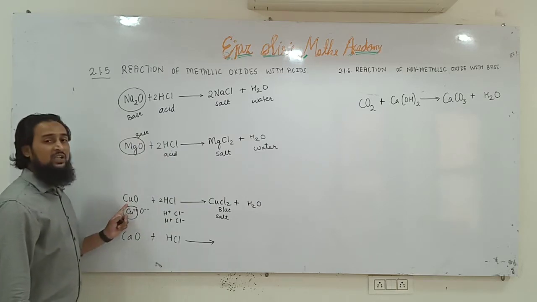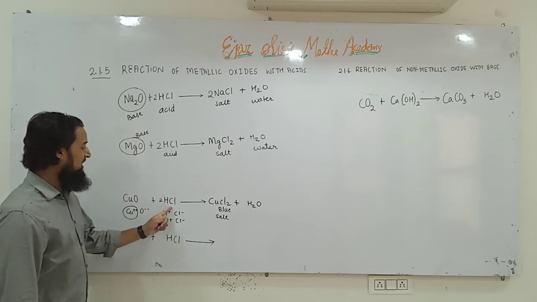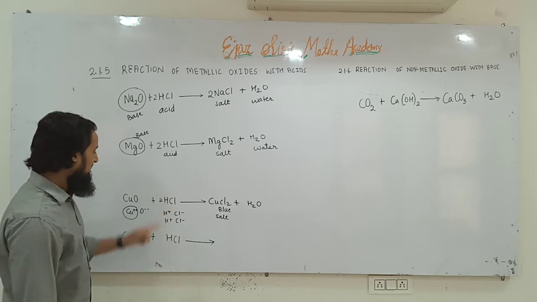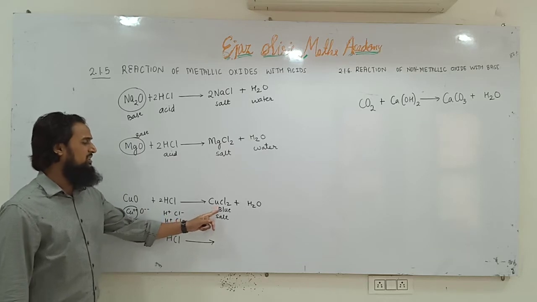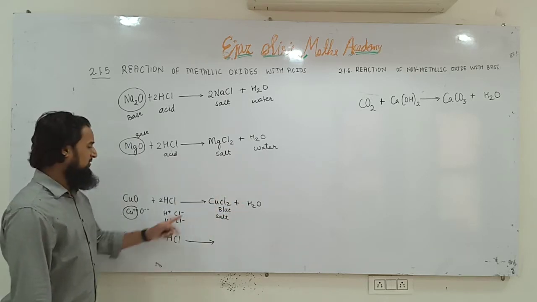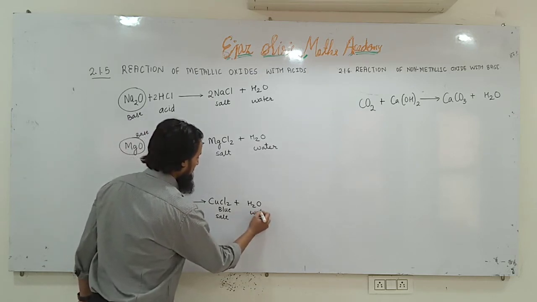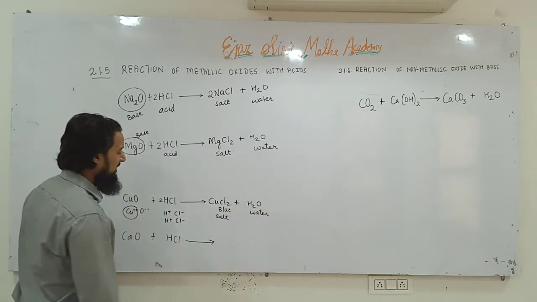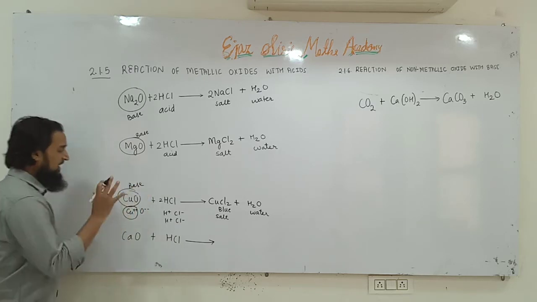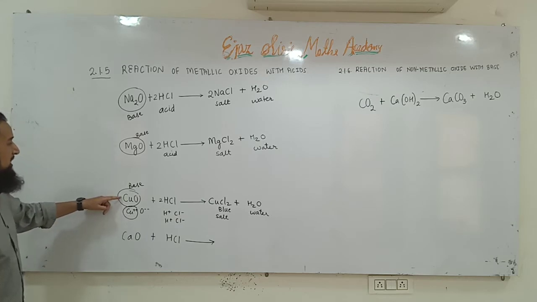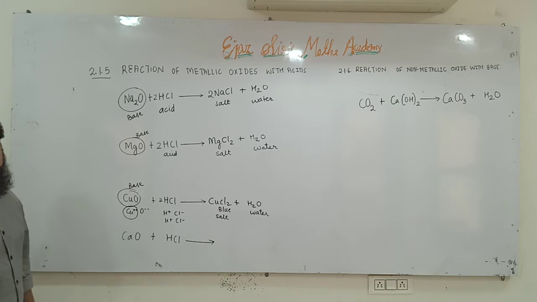So copper is a metal and copper oxide is a metallic oxide. What happens when metallic oxide reacts with hydrochloric acid? Instead of HCl, even if we take H2SO4, the product will be CuSO4 plus H2O. But it will always form a salt and water. So copper oxide plus acid gives salt and water. It means copper oxide is behaving like a base. All these reactions prove that copper oxide, magnesium oxide, sodium oxide, metallic oxides are basic in nature.